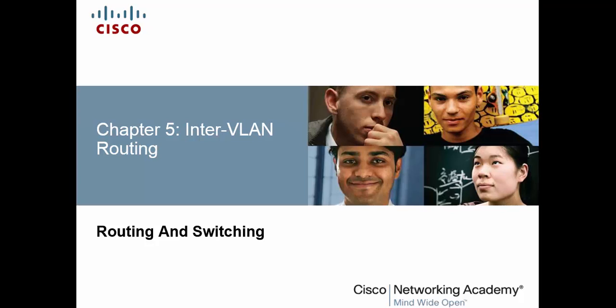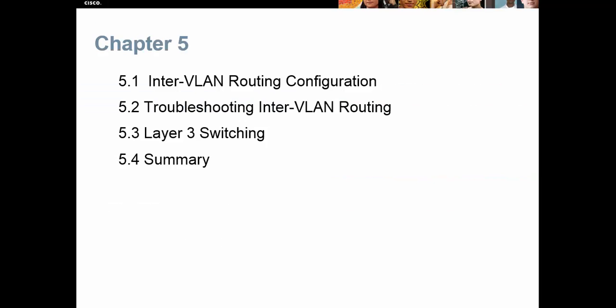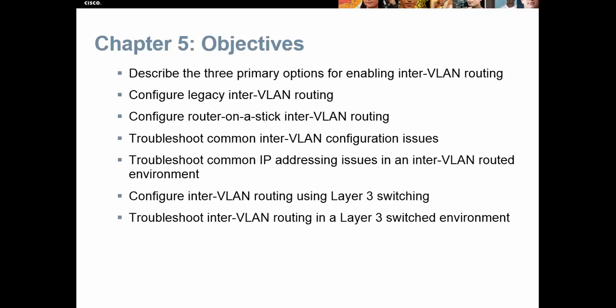Okay, let's now talk a little bit about Inter-VLAN routing, and it works with both routing and switching. We need it in order for our switches and our routers to function optimally with different settings that we have set up. So some of the things that we're going to look at in this unit include Inter-VLAN routing configuration, how to troubleshoot the Inter-VLAN routing, how it works with layer 3 switching, and then we'll summarize things.